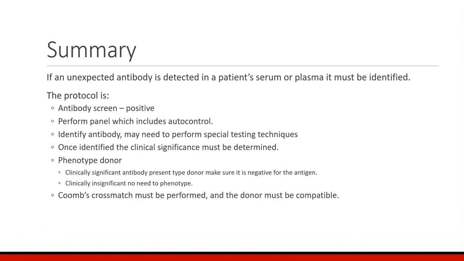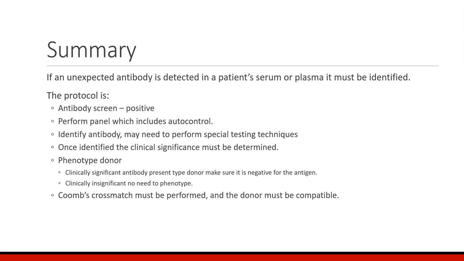So let's summarize the steps. The main purpose of this presentation is that if an unexpected antibody is detected in a patient's serum or plasma, it must be identified. Let's go through the process of how that happens. First, an antibody screen is done. It's positive. Because the antibody screen was positive, you perform a panel, which includes an autocontrol. You must identify the antibody, and you may need to use or perform some of the special testing techniques discussed in this presentation. Once you've identified the antibody, you must determine the clinical significance.